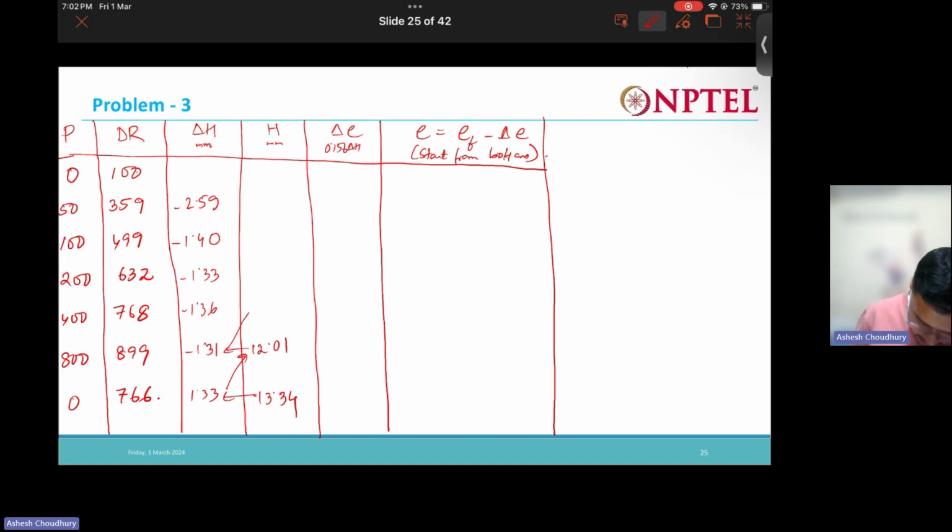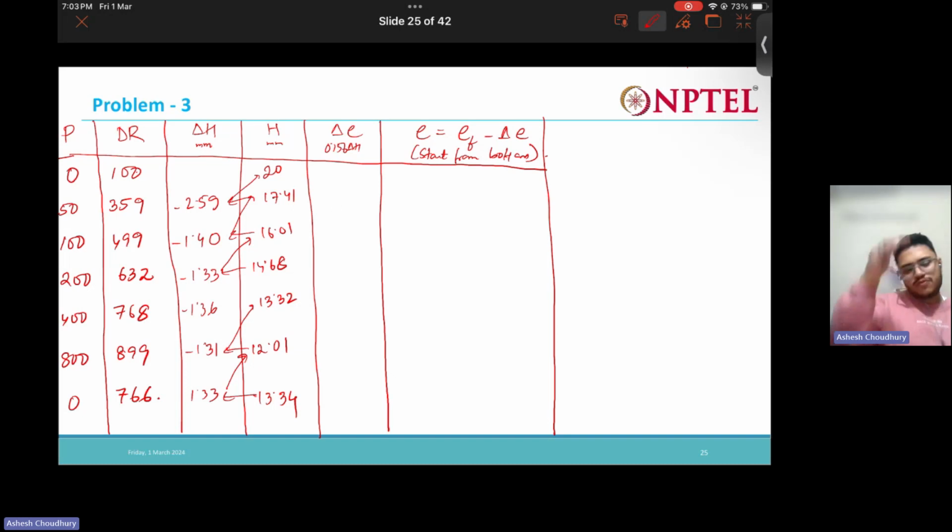Then 12.01 minus of minus this, so 12.01 minus of minus means plus 1.31, 13.32. Again 13.32 minus of minus 1.36, 14.68. Minus of minus 1.33, I will have 16.01. Then minus of minus, I will have 17.41. And finally minus of minus, we will have 20.